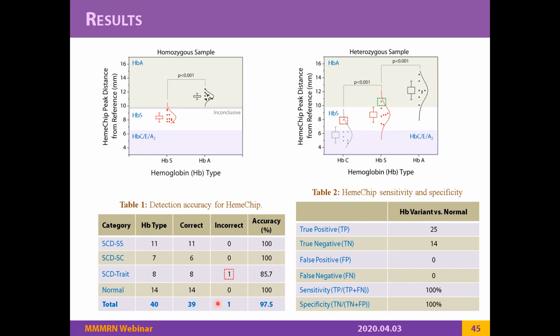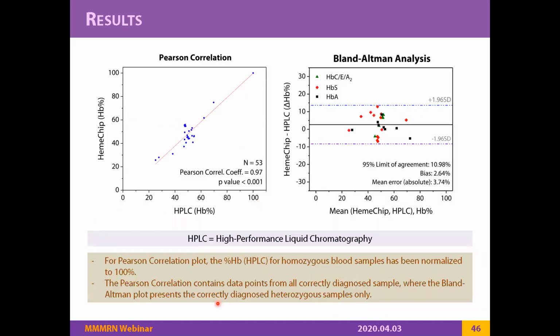So that's what I just mentioned. For a homozygous sample, it's much easier to confidently provide the result. We also did additional statistical analysis. The Pearson correlation is pretty straightforward. We compare our result with a clinical gold standard, that's HPLC. The Pearson correlation shows our heme chip result is linearly correlated with HPLC.